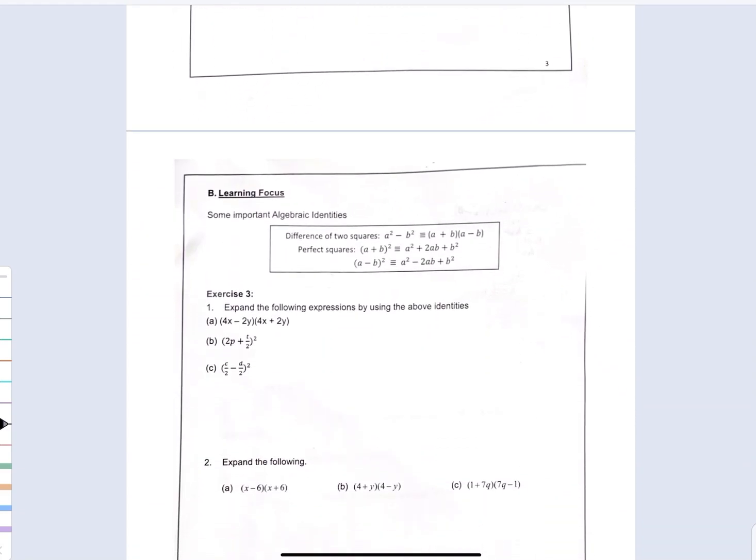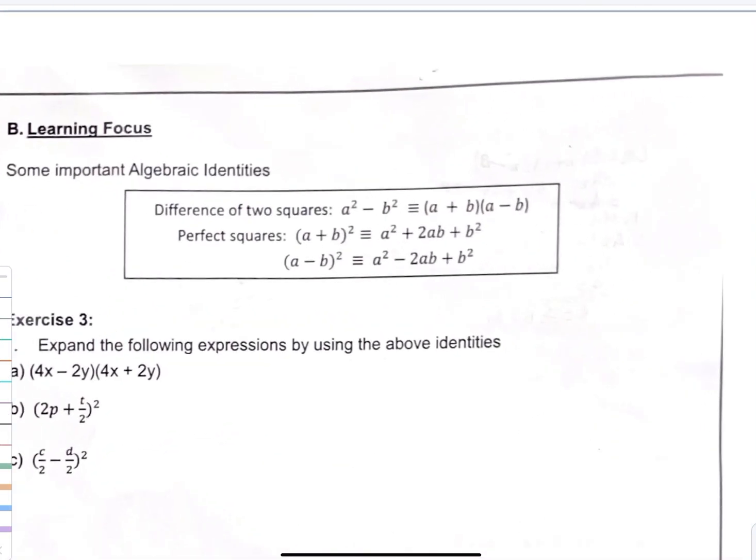Okay, then let's just move to part B, learning focus. So you have two different types of identities here. We call them difference of two squares, and the other one is called the perfect square. So you have to recite them. I know that you can calculate on your own, but sometimes we don't really have time to deal with everything. So it's better that you do recite them. Okay?